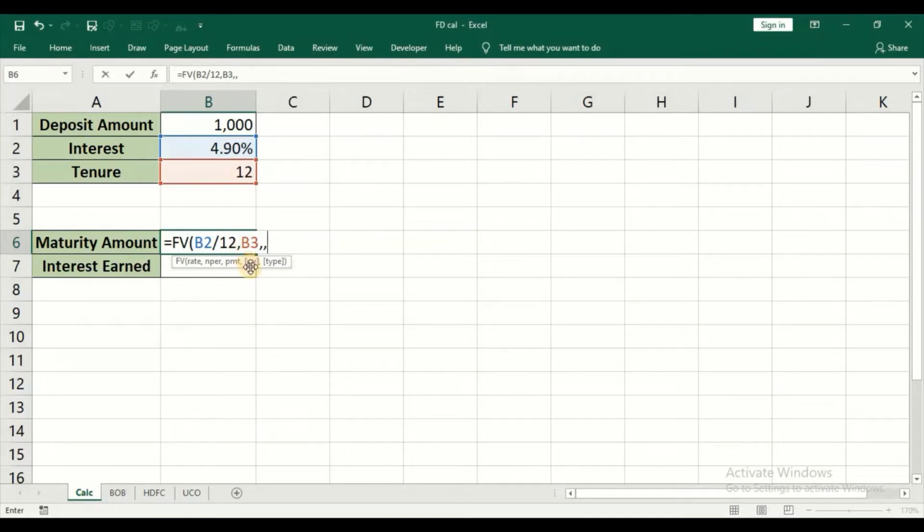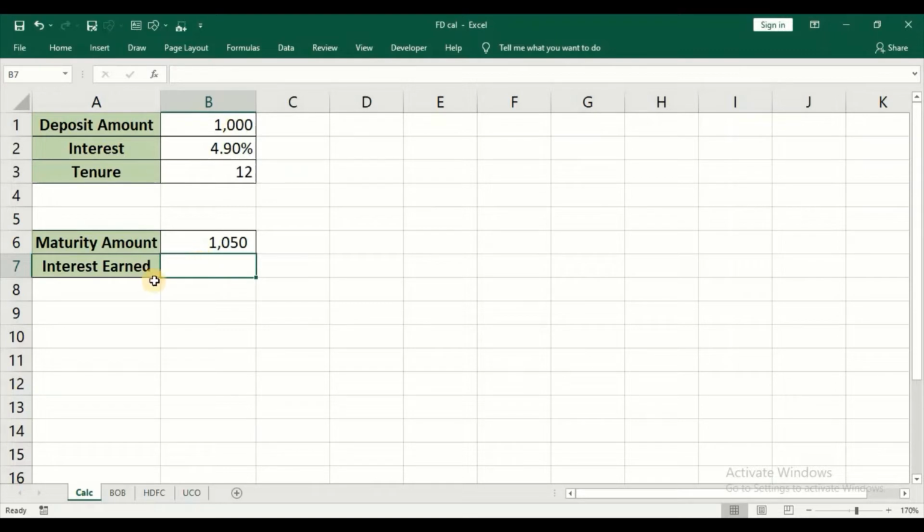Next it is asking for the PV. PV is nothing but the present value, which is your deposit amount. Make sure that you give the present value with minus because this is the amount that you are going to pay to the bank, right? So that is the reason I am giving it as minus. So 1000. Close brackets and then press enter. So this is the amount that you are going to get after 12 months.